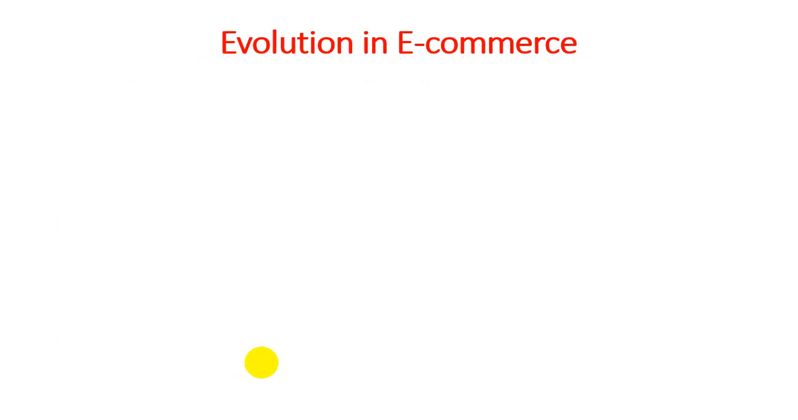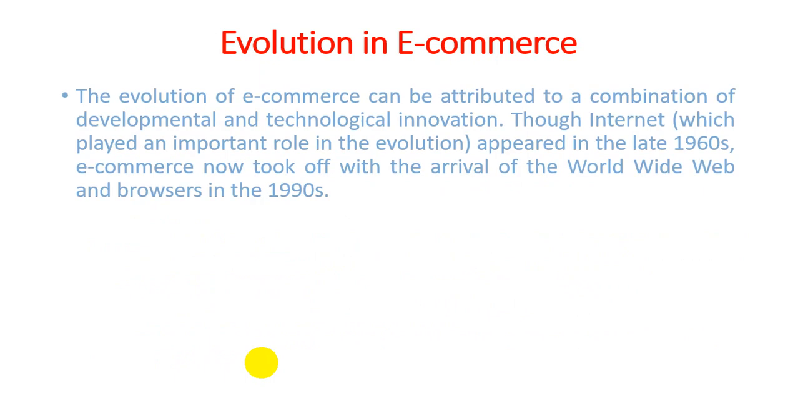Now we will discuss the second point of today's lecture, the evolution of e-commerce: how e-commerce started and where it is till now. The evolution of e-commerce can be attributed to a combination of developmental and technological innovations, because people are demanding more and more. So every development team that builds an e-commerce platform satisfies these needs through technological innovations.